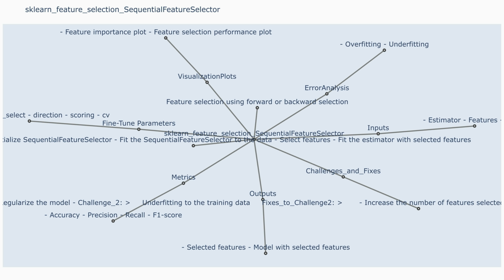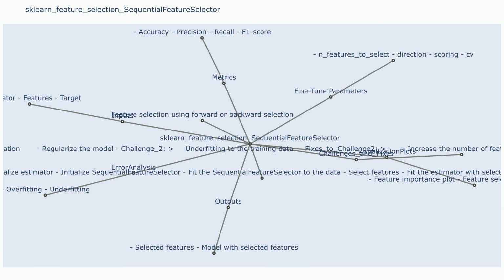sklearn feature selection: SequentialFeatureSelector. Description. Sequential feature selector is a feature selection method that iteratively adds or removes features based on a specified scoring function. It can be used for both feature selection and dimensionality reduction.